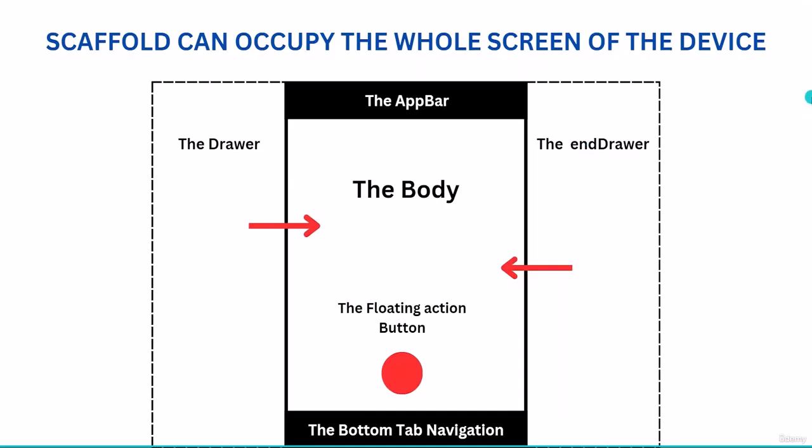Take a look over here: what is a scaffold? Scaffold can occupy the whole screen of the device. As I was showing you guys, let's say this is basically the whole screen of the device. It can contain the whole screen, and inside the scaffold you can have all the widgets, you can have the app bar. Here we will see what all can be included in the scaffold.